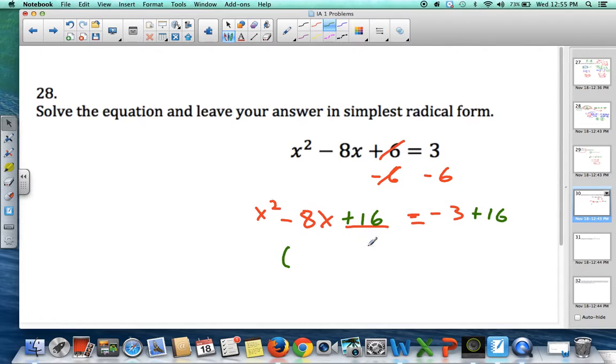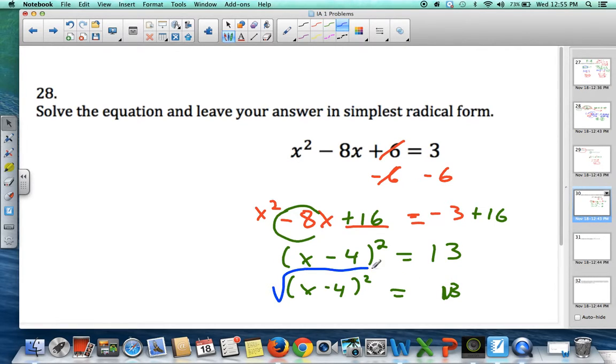So this becomes parentheses x minus 4 squared. Half of this number goes right there. And half of negative 8 is negative 4, not plus 4, negative 4, equals negative 3 plus 16 is positive 13. And now I'm going to take the square root of both sides. I'll take the square root of this side here and the square root of this side here with a plus or minus.